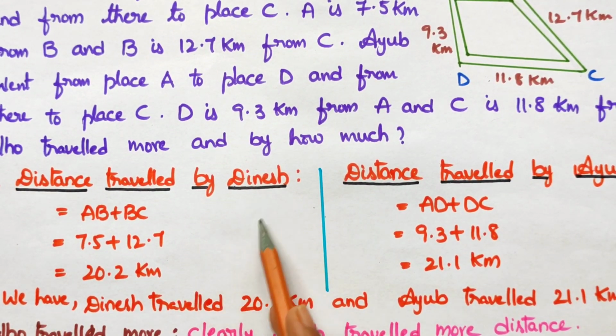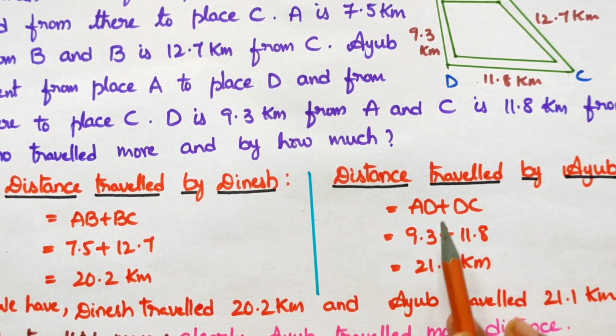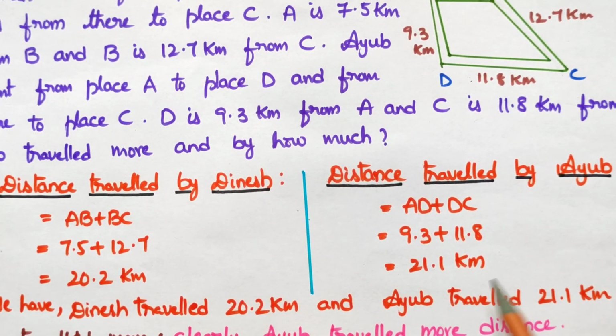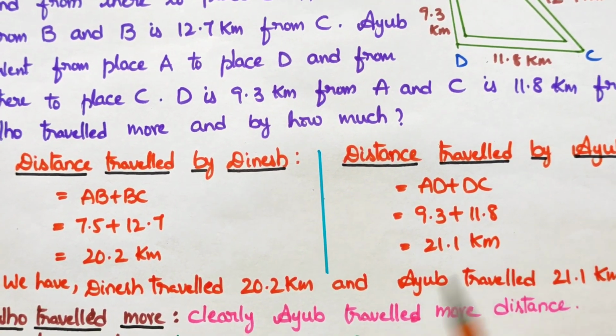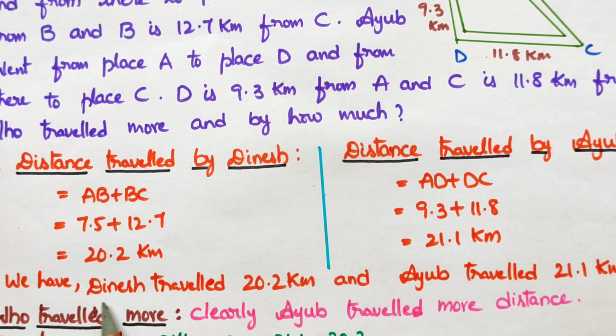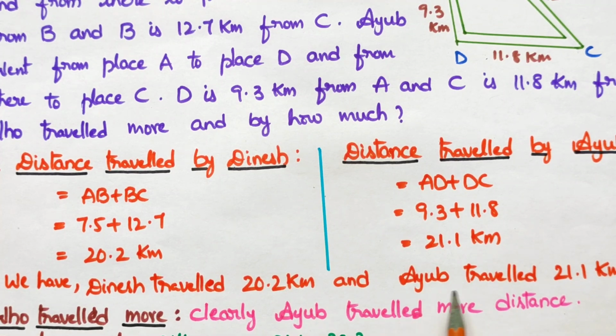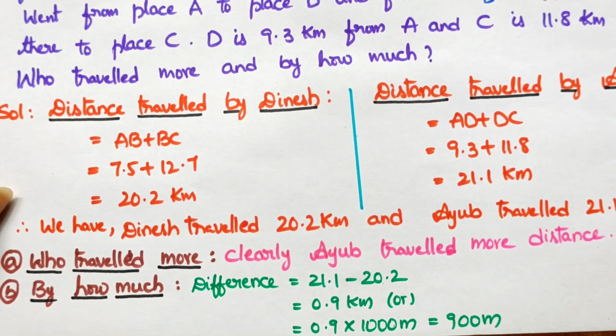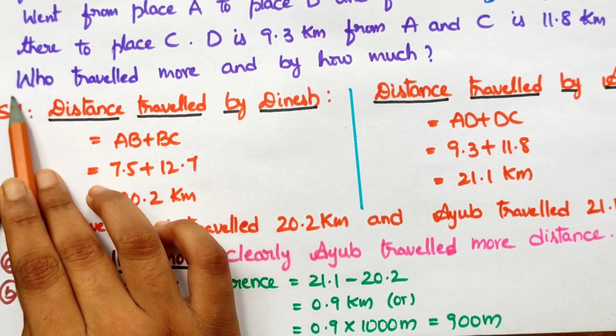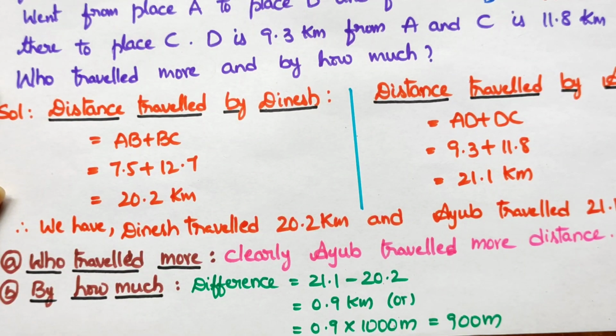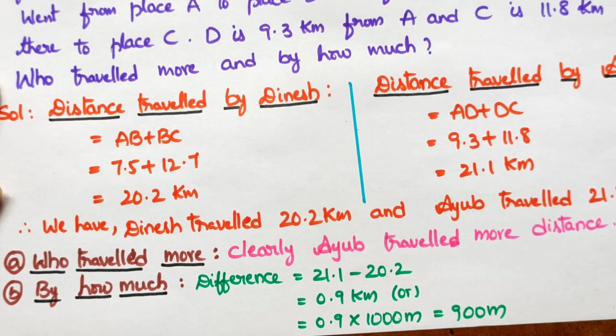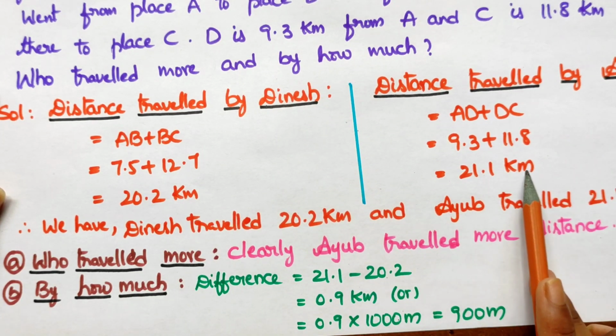Distance travelled by Dinesh is 20.2 kilometer, and distance travelled by Ayub is 21.1 kilometer. Now let's compare who travelled more. This is the first question which is asked. Who travelled more? To find who travelled more, let us compare their distance travelled. Dinesh 20.2 kilometer and Ayub 21.1 kilometer.